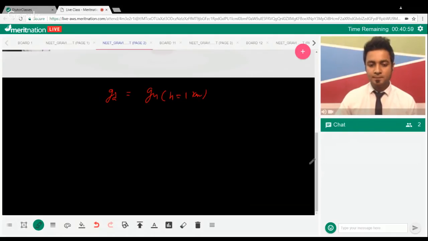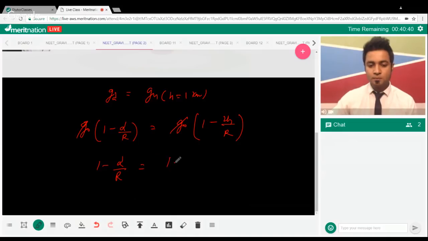So gd is g naught times 1 minus d upon r, and here this is g naught times 1 minus 2h upon r, and h is given as 1 kilometer. So g naught will get cancelled out here. 1 minus d upon r is equal to 1 minus 2 upon r, right? So 1 will get cancelled out as well, the minus will get cancelled out, r will get cancelled out as well. So d is coming out to be 2 kilometers.